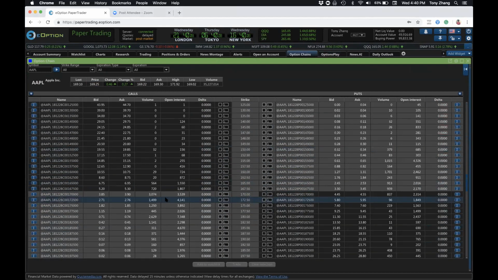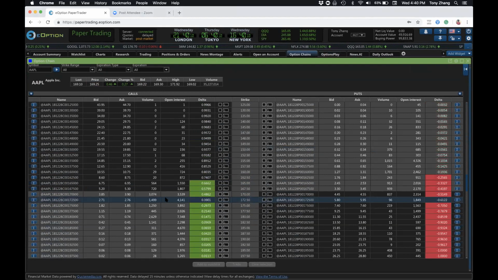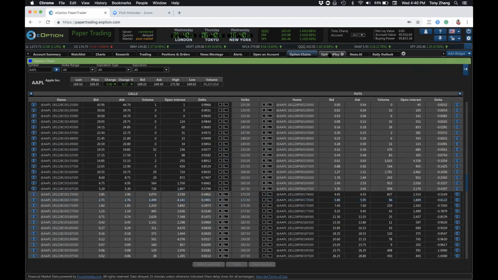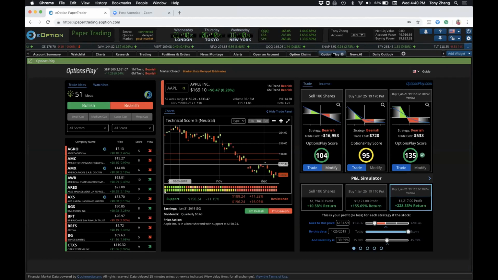But we have generally found that most people find this page confusing in terms of what all these numbers mean, where to start, and all of that. So that's why we created OptionsPlay. We wanted to make that experience a little easier for you and make it more intuitive.